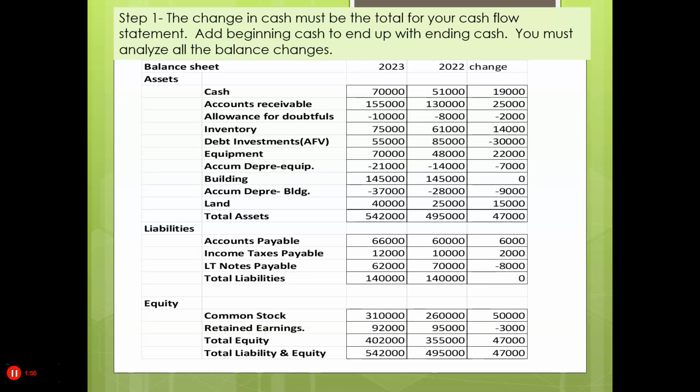Now, this is what I do, is the first thing I do is look at the change in the balances. And what we're trying to do is explain that $19,000 increase. Where did it come from? Did it come from operations, investing, or financing activities? So, when we are done, our total for operations, investing, and financing needs to equal, in this example, $19,000 increase. And now, to do that, we're going to have to analyze all these changes.